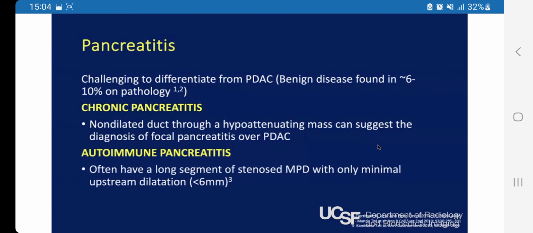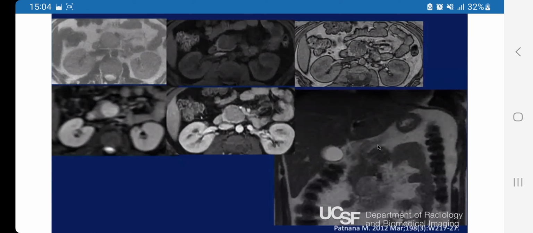Chronic pancreatitis has a non-dilated duct, and both actually have non-dilated ducts. Autoimmune pancreatitis may have a mildly dilated duct, and if we see a duct going through a mass in an unobstructed fashion, that's also another sign that leads us toward benign entities such as chronic or autoimmune pancreatitis.